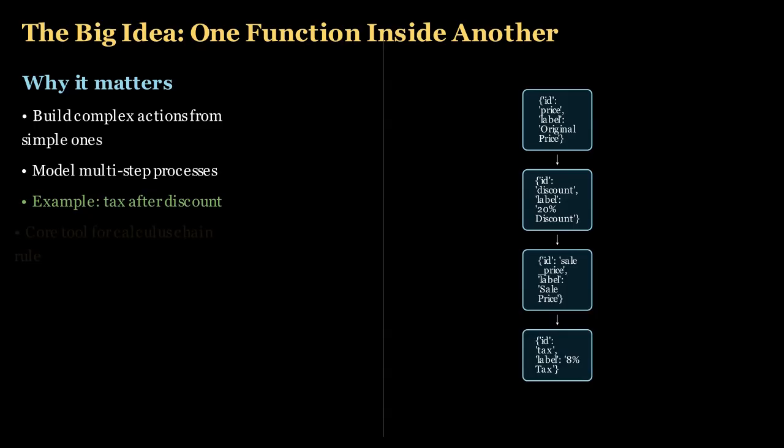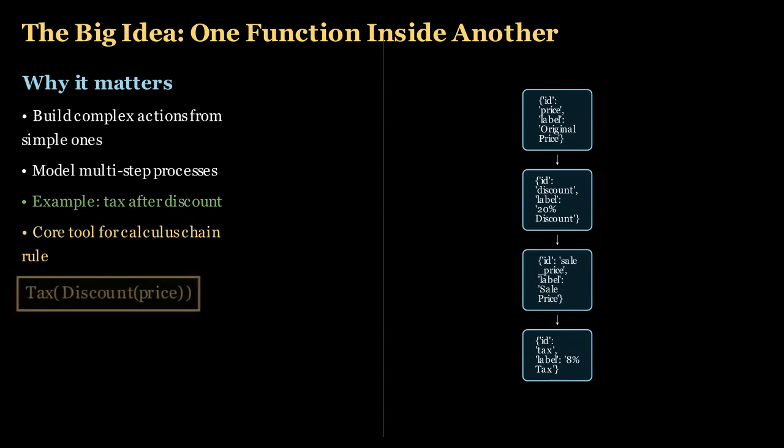In calculus, when we later learn the chain rule, you'll see that almost every interesting function is built by composing simpler ones. If you can break a complicated action into a chain of simple machines, you can understand it, graph it, and eventually find its rate of change. Composition is the glue that lets us build big ideas from small, manageable pieces.